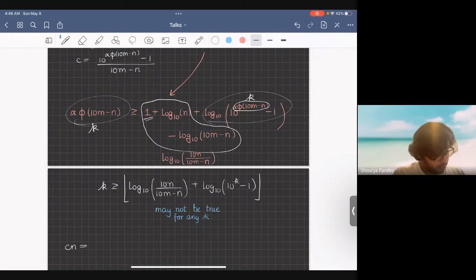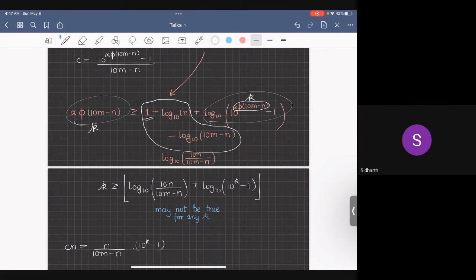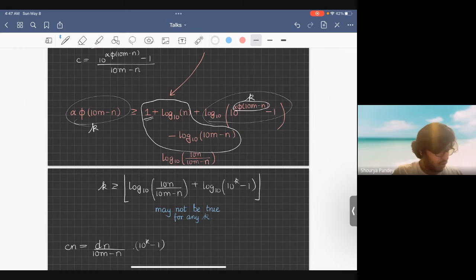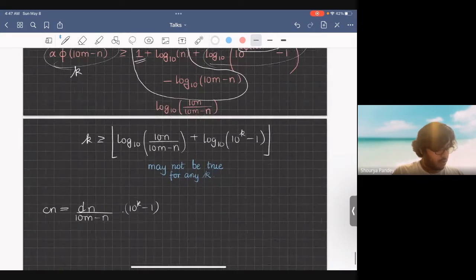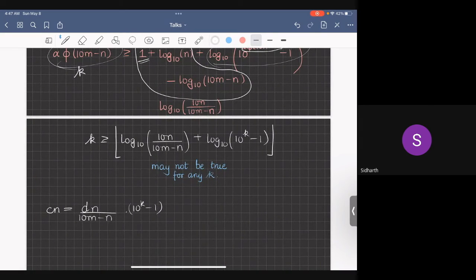Let me write this once more. So I have n upon 10m minus n times 10 to the k minus 1. We also have a d, right? Yeah, we have a d. And the first factor is less than or equal to 1. And the second factor is fine.